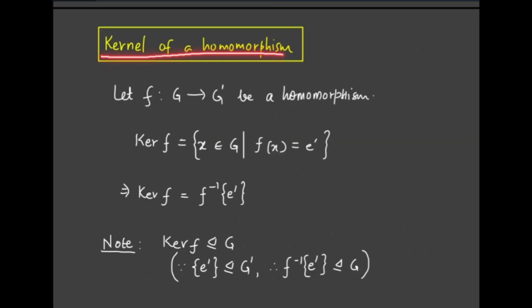Next is the kernel of a homomorphism. So let us see what it is. Suppose f is a homomorphism from G to G', then the kernel is defined as all those elements in G which are mapped to e', which is nothing but f⁻¹(e'). So let us see what it is trying to say.